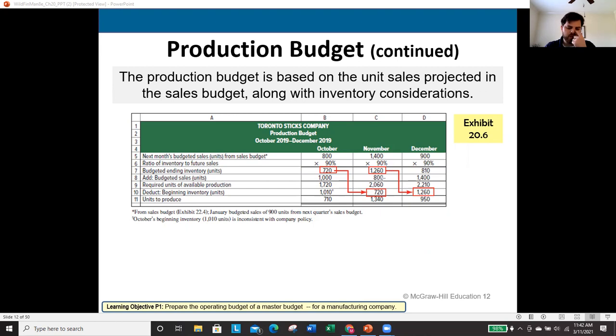Now, in the month of November, we actually projected sales of 800 units, telling me I need a total of 2,060 units. If I started the month with 720, then I actually need to produce 1,340 units. So very good.